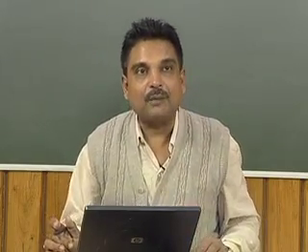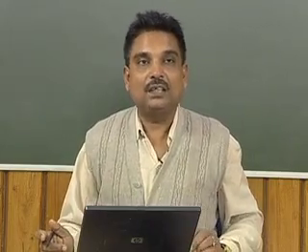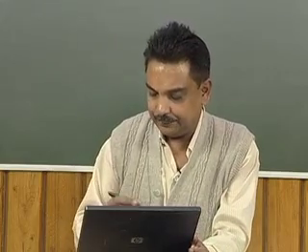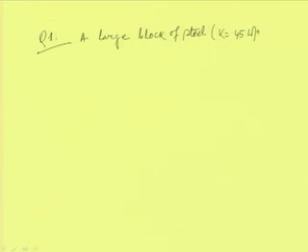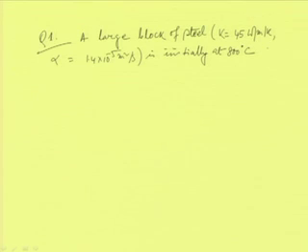Now, I will take up a problem, particularly considering the constant temperature condition. The problem is like this. A large block of steel, with thermal conductivity K equal to 45 watt per meter per Kelvin, and thermal diffusivity alpha equal to 1.4 into 10 to the power minus 5 meter square per second, is initially at 800 degree centigrade.